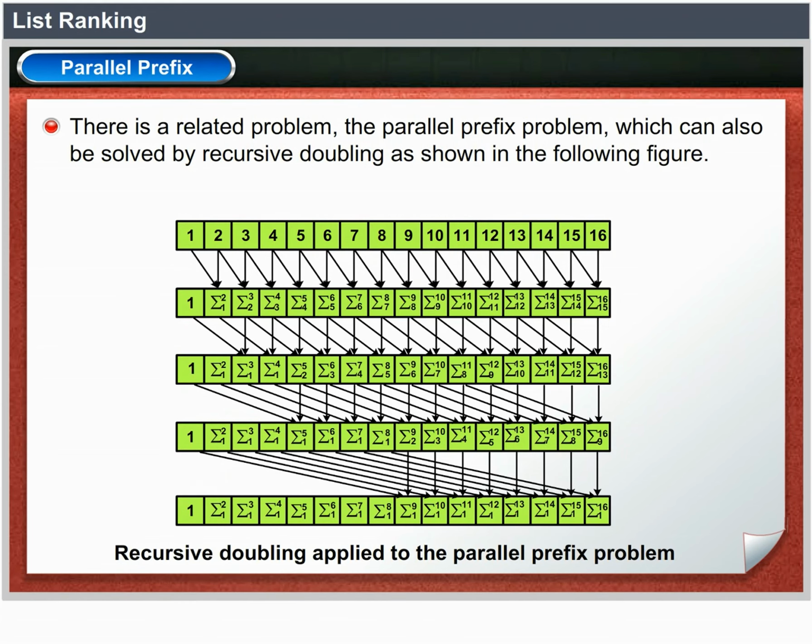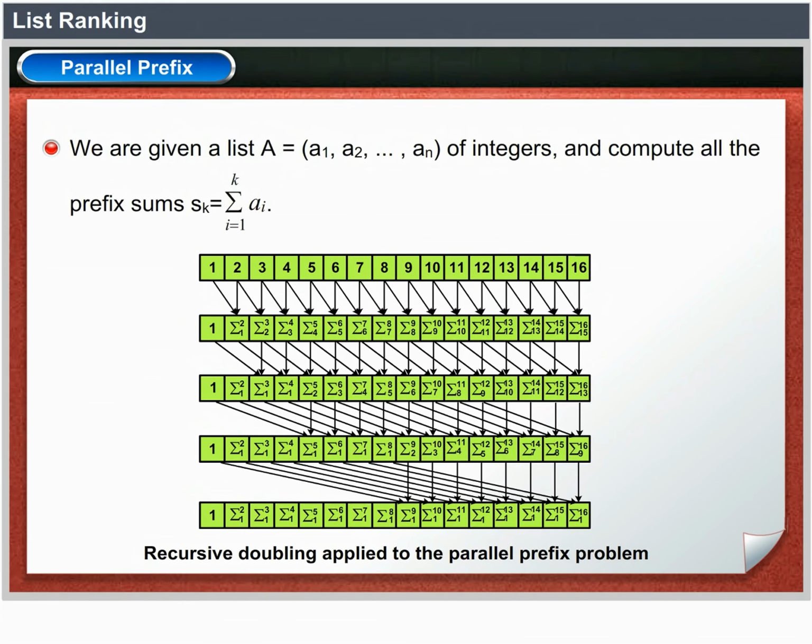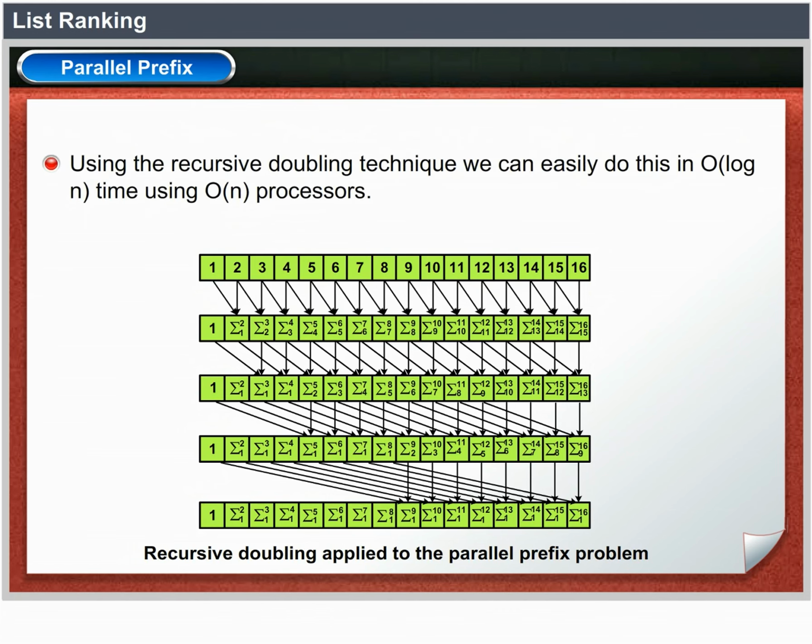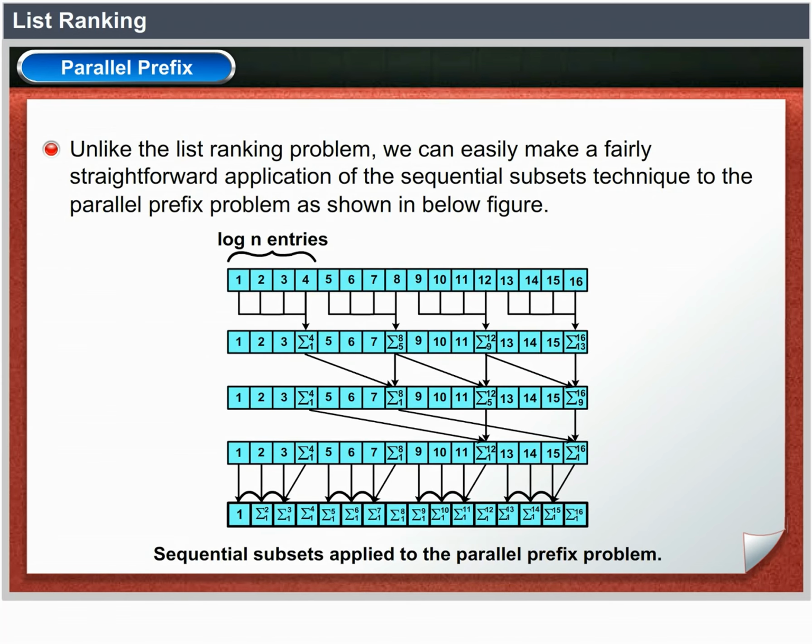We are given a list A, which has the elements a1 up to an of integers, and compute all the prefix sums s_k equals the summation of a_i for i equals 1 to k. Using the recursive doubling technique, we can easily do this in O(log n) time using O(n) processes. Unlike the list ranking problem, we can easily make a fairly straightforward application of the sequential subsets technique to the parallel prefix problem as shown in the figure below.